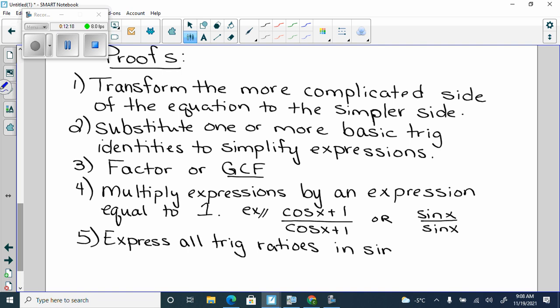So if you're actually writing out the word sine, you need an E. The only way you know it's actually sine and a trig ratio is because it has an x beside it. If not, it is just the word sin. Okay, in sine or cosine.